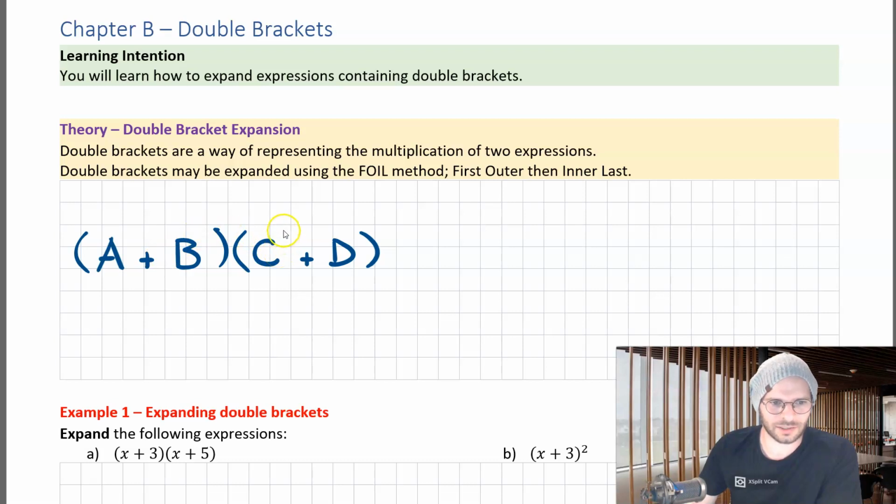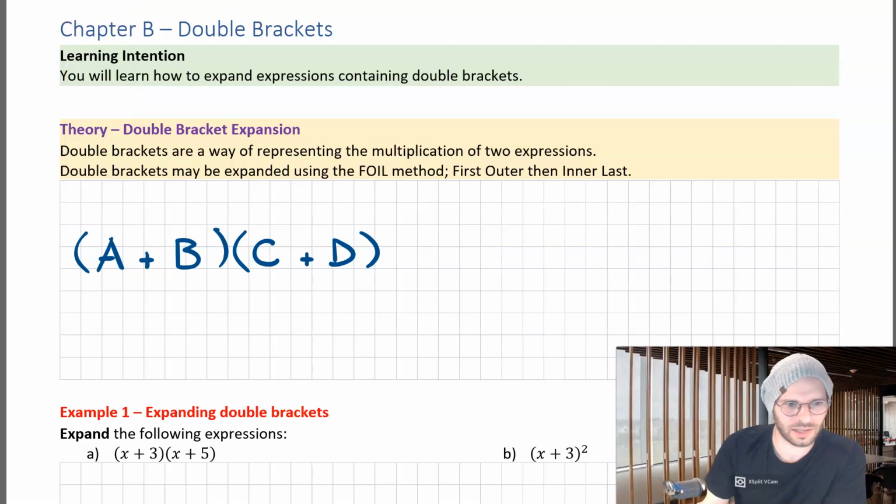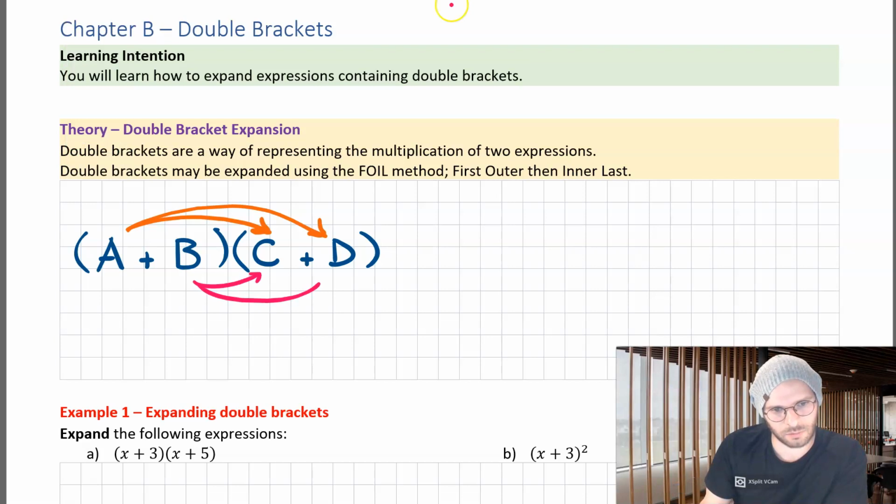Now, double brackets may be expanded using the FOIL method: first, outer, inner, last. What does this look like? Well, first outer, we get our outer term in the first expression and multiply it with the terms in our second expression. So the a multiplies with the c and the d, and the b multiplies with the c and the d as well.